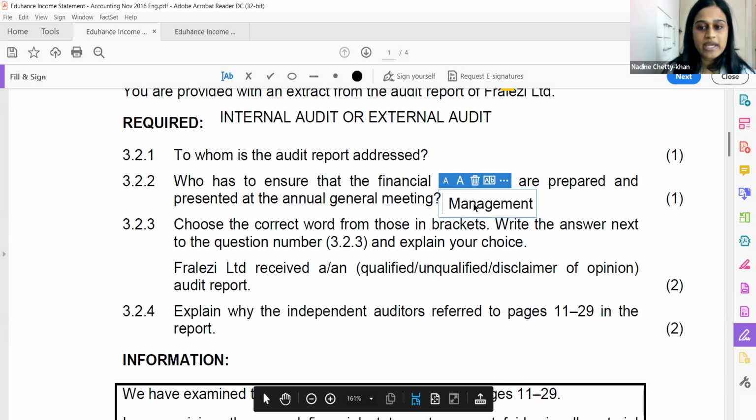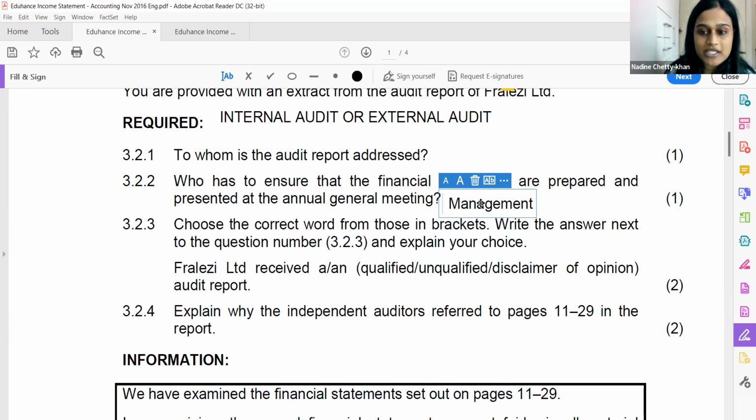Shareholders come to an AGM, which is an annual general meeting. They appoint management to manage the company on their behalf. So management have a duty on behalf of shareholders to manage the company correctly. In this case, management therefore also has a responsibility to report to shareholders at the annual general meeting on the financial performance of the company during the year that has passed.